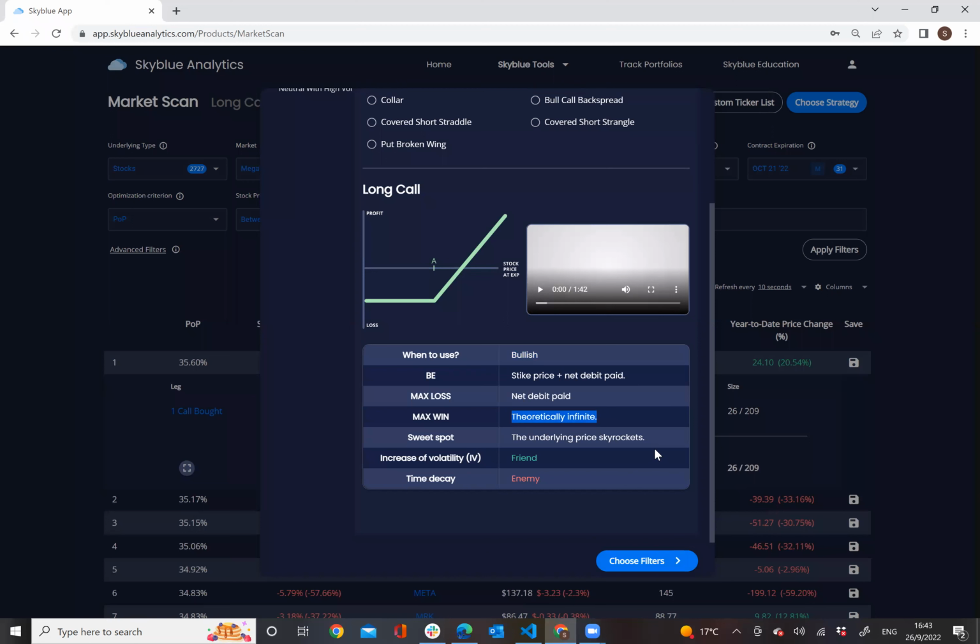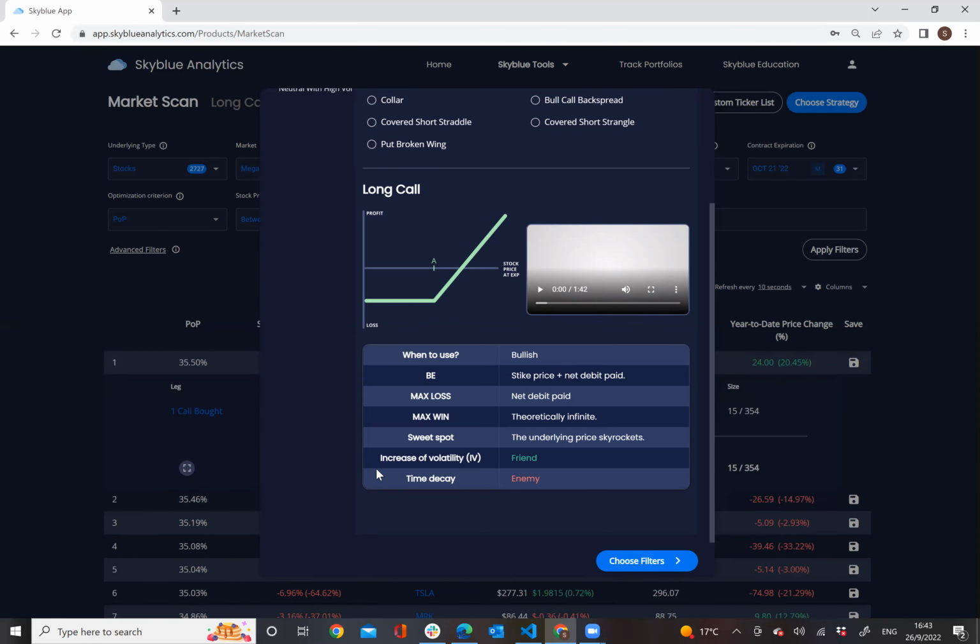The sweet spot is when the underlying price skyrockets. Volatility is a friend. Volatility is a friend, and I want to repeat this. When volatility increases, the probability of the stock price having a bigger movement increases. This means, as we explained at the beginning when giving some information on implied volatility, this is going to be great for this position.